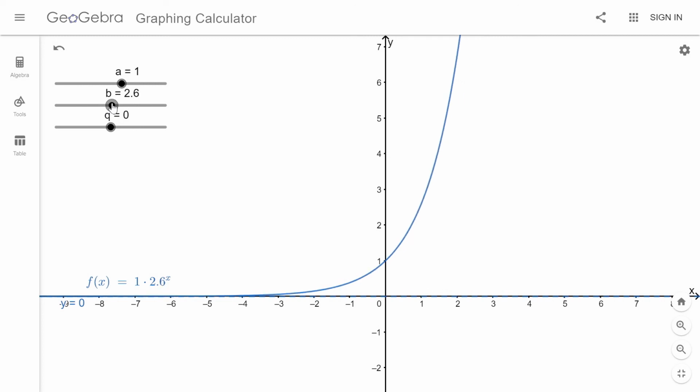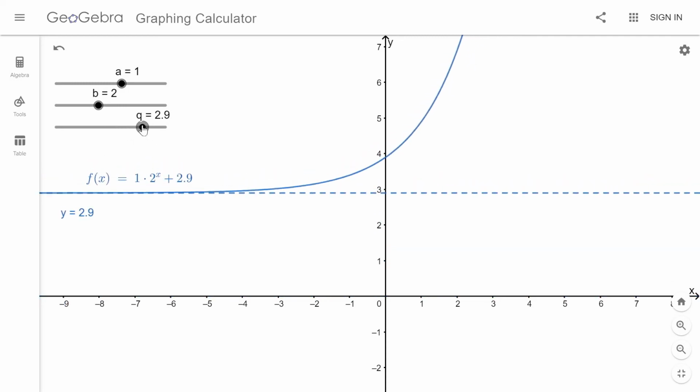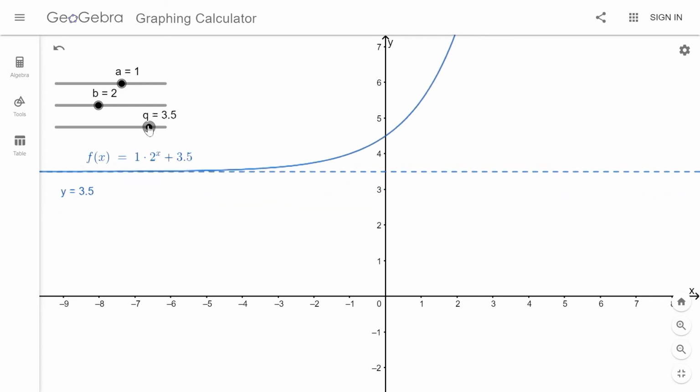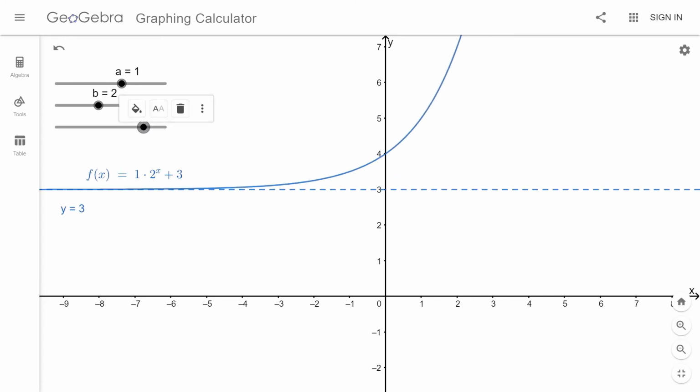And let's take b back to what it was before, which was 2. And let's look at what the value of q does to the graph. Now, you should all remember what the value of q does to any function. It moves the graph vertically upwards or downwards by the value of q. So let's make q a positive number. Do you see your graph moving up? So if q is equal to 3, there we go.